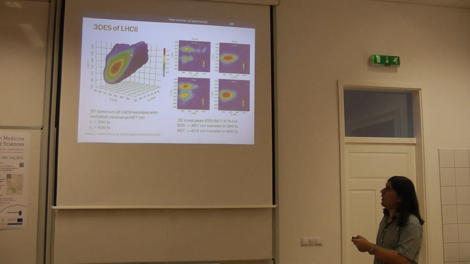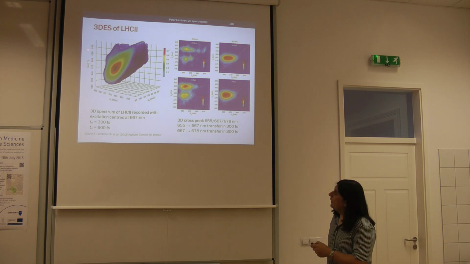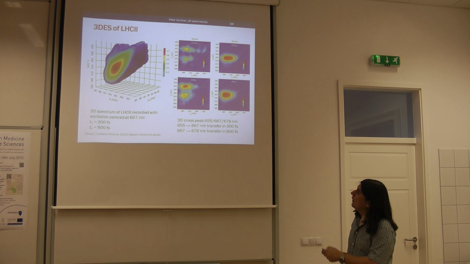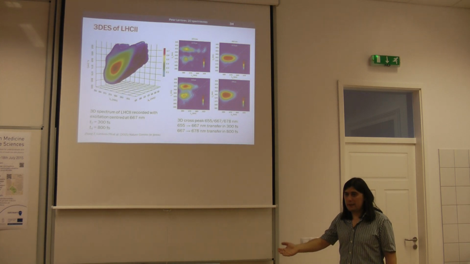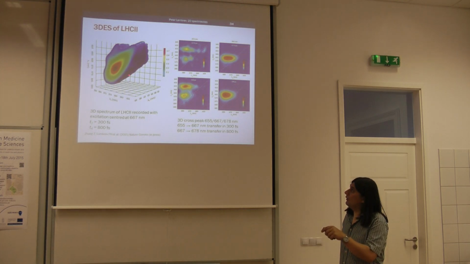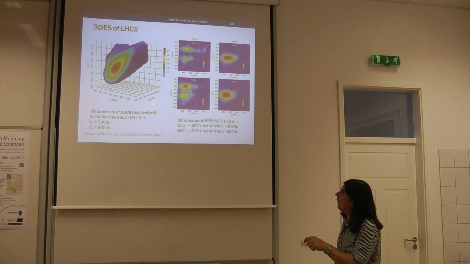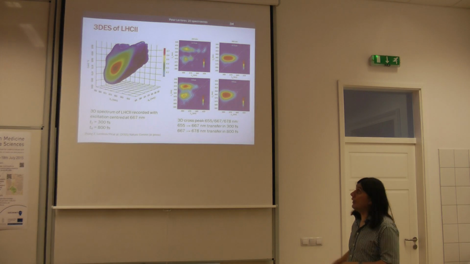So here's what we can see. That's a 3D spectrum, 3-dimensional spectrum of LHC2. And what we see here, lambda 1, lambda 3, lambda 5. And here is, for example, one 3-dimensional cross-peak. This is not interesting at all. This is just where everything is the same. It means where we excited, there we probed on the diagonal. That's not interesting. But what is interesting is outside of the diagonal, where the energy actually went somewhere else.